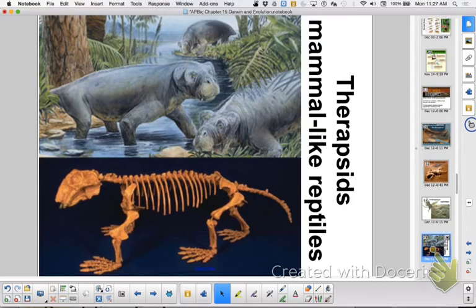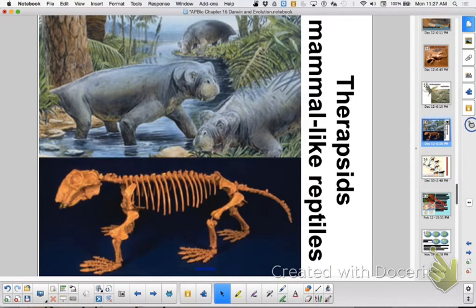So your first piece of evidence, fossils, defined: remains and traces of a past life, or any other direct evidence of past life. Transitional fossils resemble two groups that are currently classified separately. And I gave you some examples there.